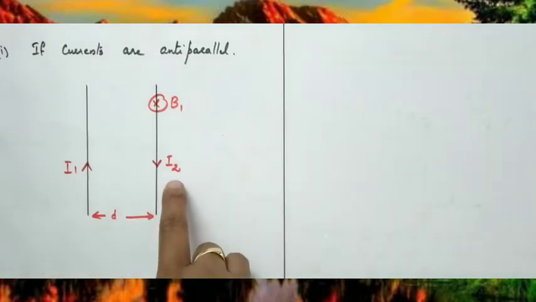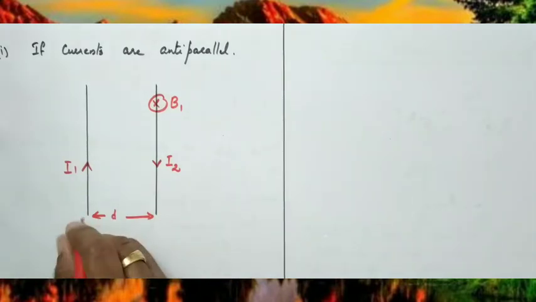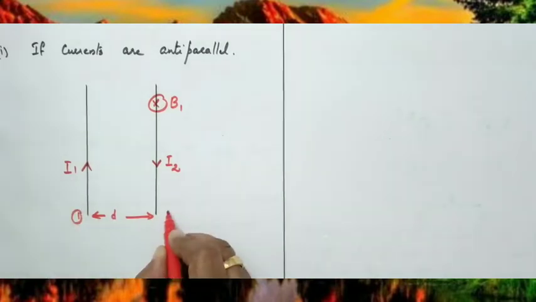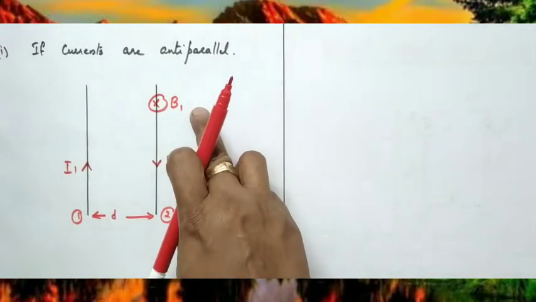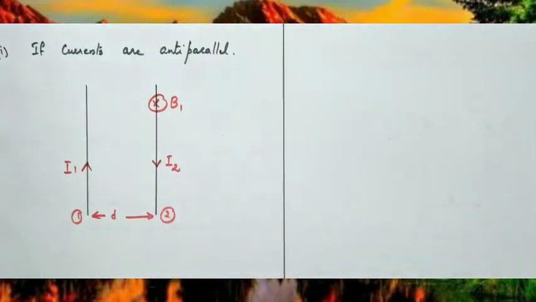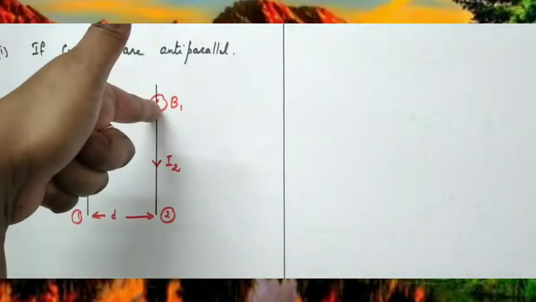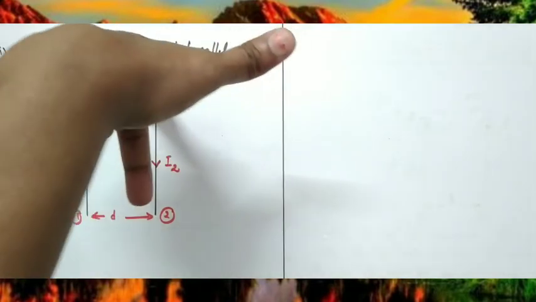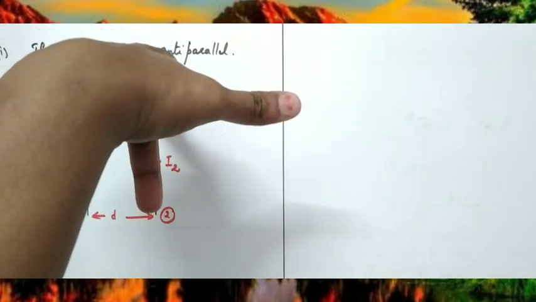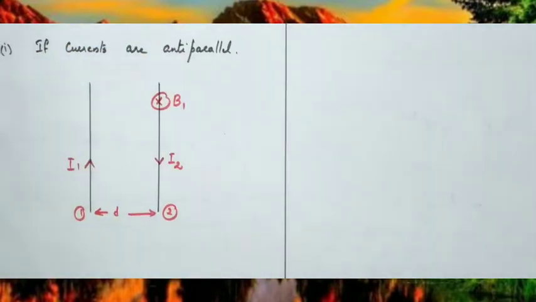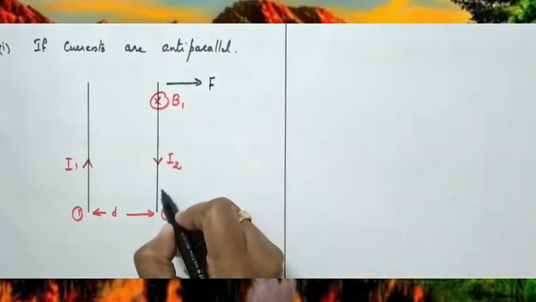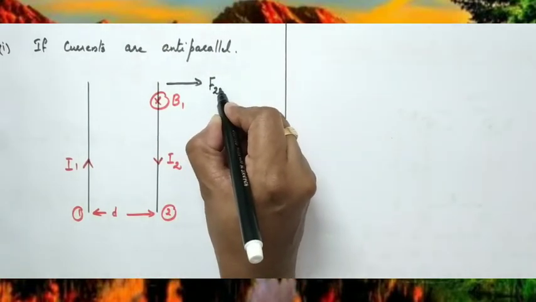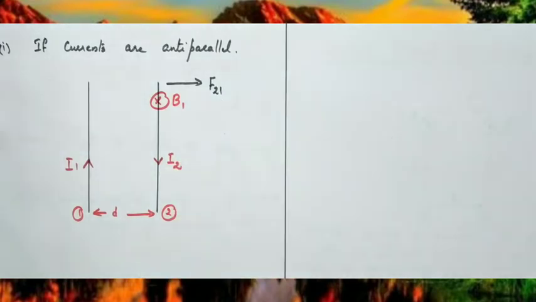Now this is the first conductor, this is the second one. The conductor 2 having length L, carrying current I2 is placed in which magnetic field? B1. So what will be the force experienced? Magnetic field is into the plane, current is in the downward direction. So what is the direction of force? Force is towards right. That is the only change. Force acting on the second conductor due to the magnetic field provided by the first is towards right.